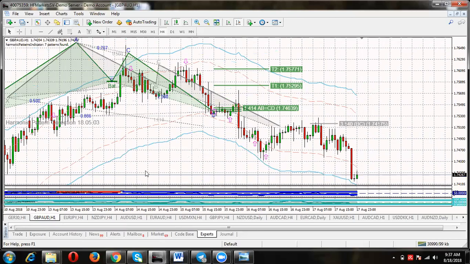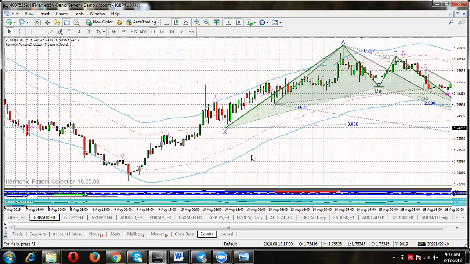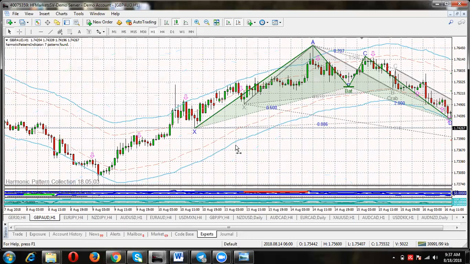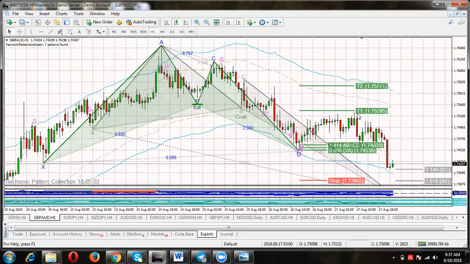Okay, we have this for GA. This GA hit TP1 and came back down. So this is the reason I said go for TP1. It still is going to get back up, but sometimes it doesn't. But to be on the safer side, just go for TP1.